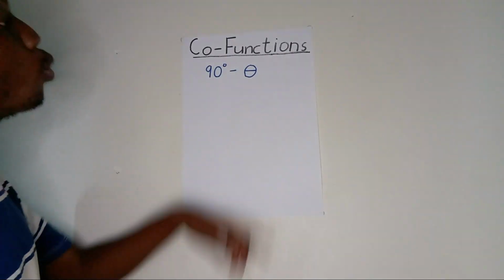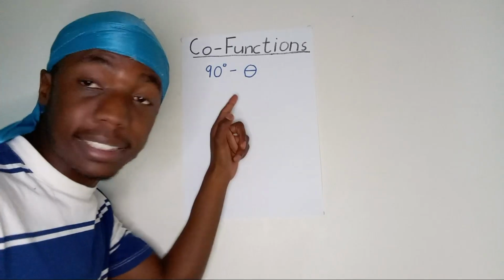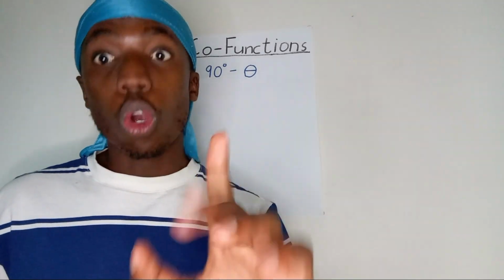And there are four co-functions. There are four co-functions that you need to memorize, and they come in two categories. All right? Let's start with the first two. And the first one is function values dealing with 90 degrees minus theta. And these two go as the following.